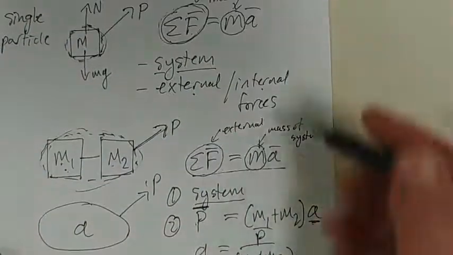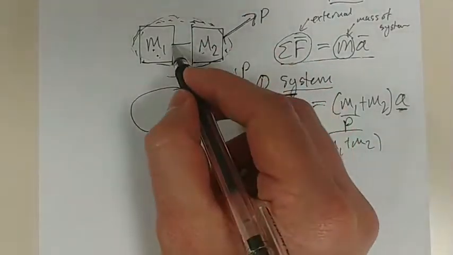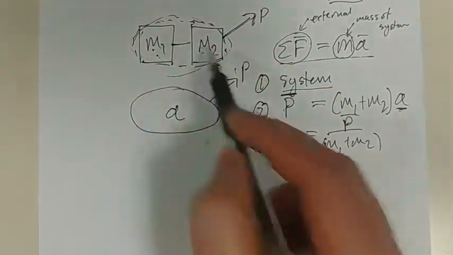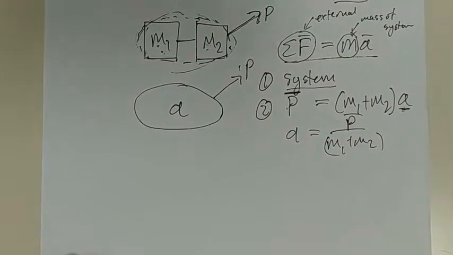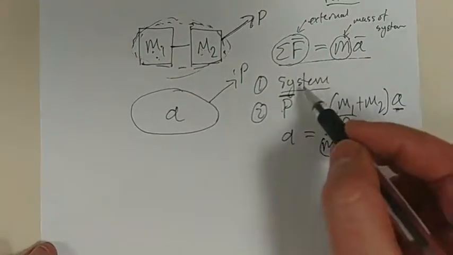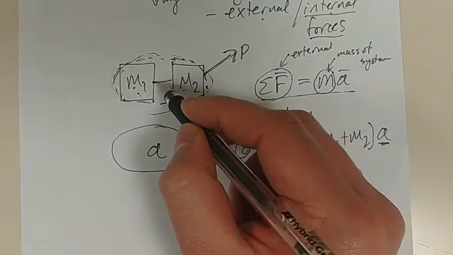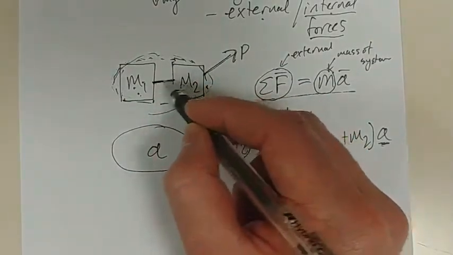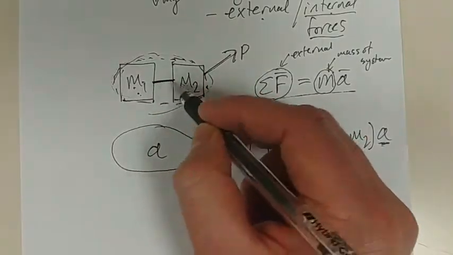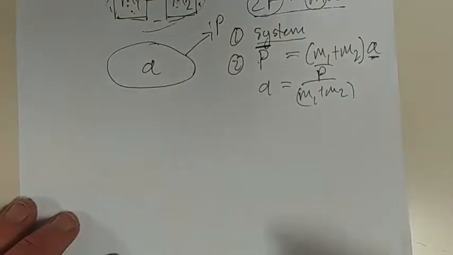Now, I know I mentioned internal forces. Let's have a look here. Say now I want to know what is this force between M1 and M2? What are you going to do? Well, you define a new system. Let's say I want to know what is the force over here, this tension force, or this force in this beam, or whatever is joining these two masses.